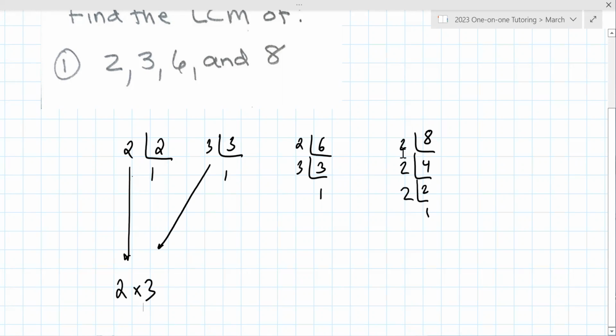Okay, now for this last one, it's the same thing. Do you already have a 2? Yes. Do you already have a second 2? Yeah.